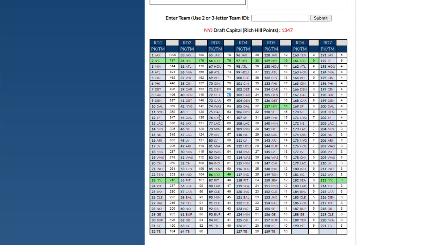It's not a first and a sixth. It's a third round pick. Now, maybe that's not true. Maybe that's not realistic. Maybe this trade chart is nonsense.